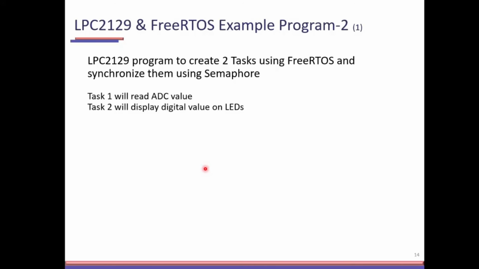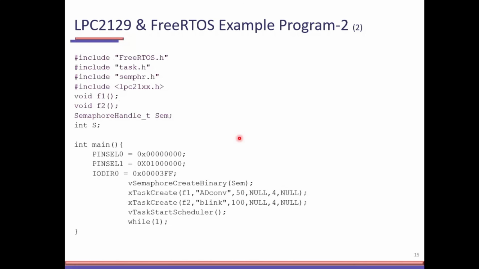The earlier example was for resource synchronization. Now this is for task synchronization. We are synchronizing the tasks. Task 1 will read the ADC value, and task 2 will be used to display the digital value onto the LED. Here the semaphore is created the same way. A global variable is created, int s. The semaphore is created with vSemaphoreCreateBinary, and tasks are created.